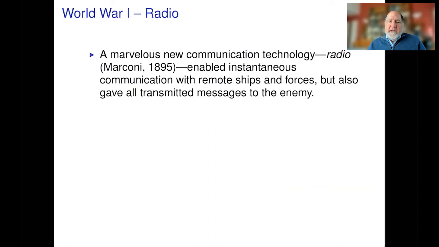In World War I, we have the worldwide use of radio, a new communications technology, which was marvelous for the armed forces. It enabled instantaneous communication with remote ships and forces, but also gave all transmitted messages to the enemy. So you broadcast something, you say attack at dawn or whatever, the enemy can hear that if it's not somehow hidden. And so cryptography started to be used widely because of radio.